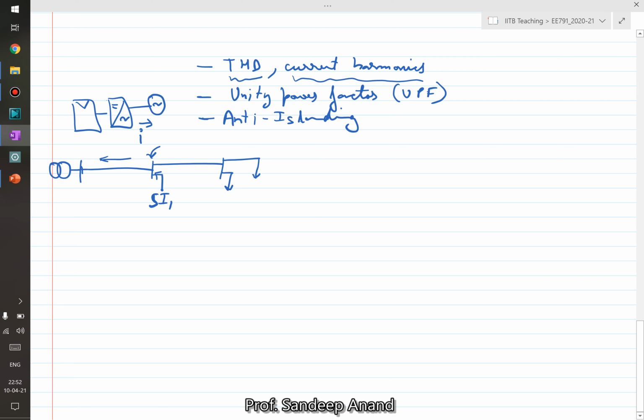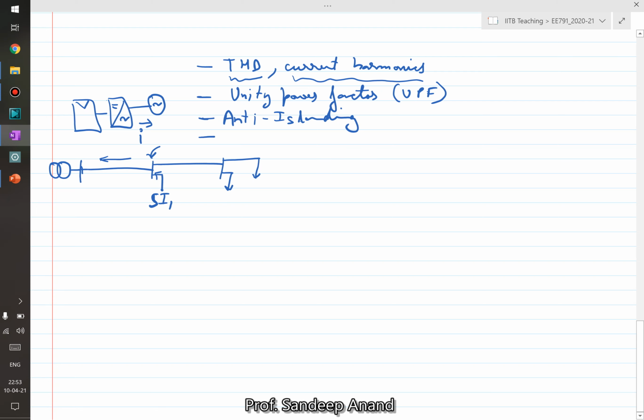If the grid fails, then the inverter connected in the system must also disconnect. It should not produce an island of its own. It should disconnect as soon as possible if the grid fails. Now this is the grid failure part, but a lot of times there is a transient and momentarily the grid magnitude, frequency, or voltage might go out of bound. In those cases also the inverter was asked to disconnect as soon as possible.